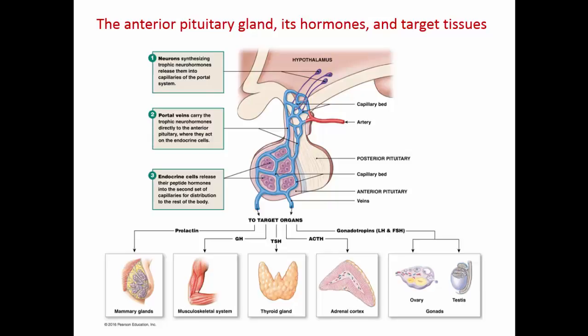This is an overview slide of information we've already covered to date. Remember that the hypothalamic neurons secrete hormones into the vascular system that supplies the anterior pituitary gland. In turn, these hormones affect the secretion of anterior pituitary hormones, all shown here and covered on the previous slide.